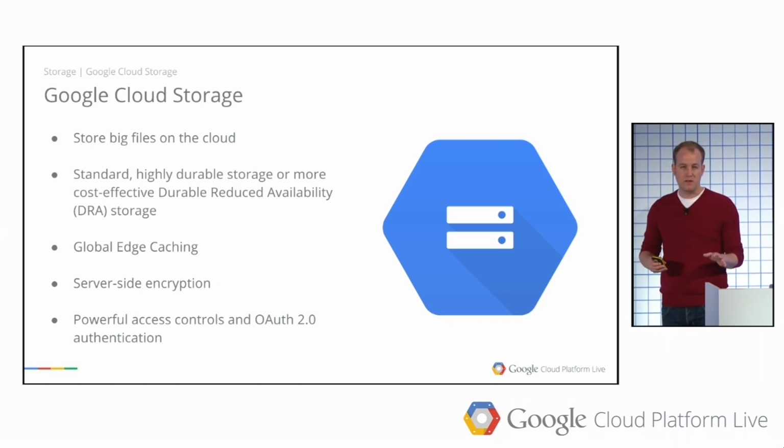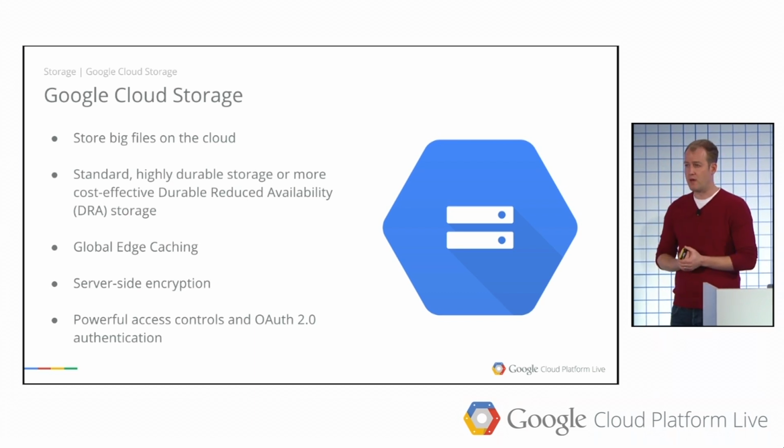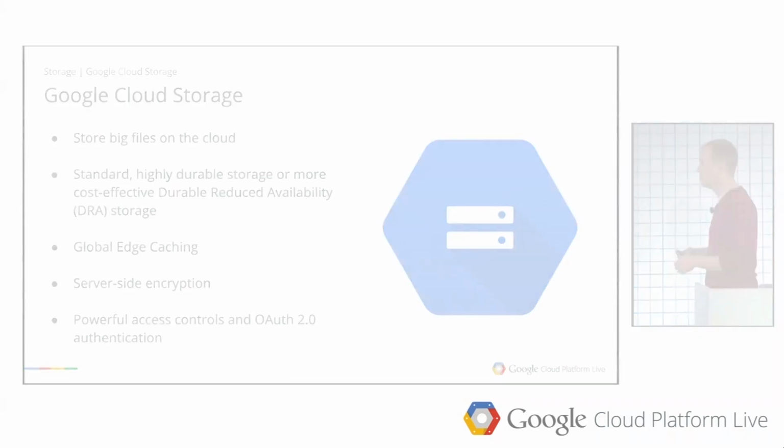The next thing is that we give you guys server-side encryption out of the box. So everything is encrypted at write. You guys don't have to do anything extra to go and set that up. And then finally, there's a lot of powerful access controls and OAuth 2 restrictions so that you can actually partition off not only the buckets, but the data inside the buckets to different users, different ACLs, or different service accounts.